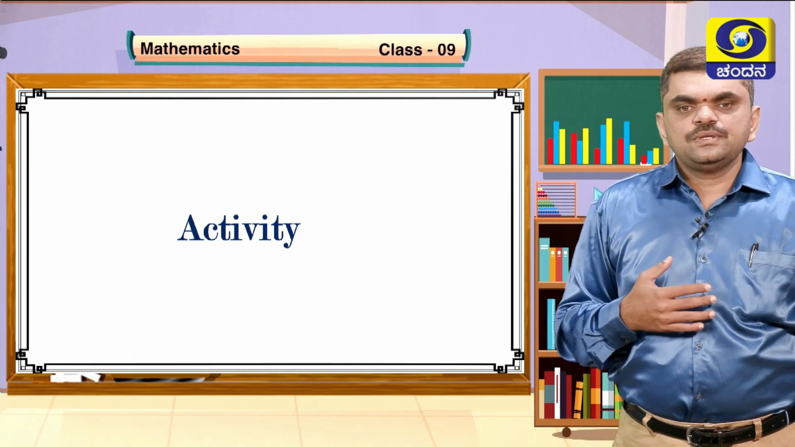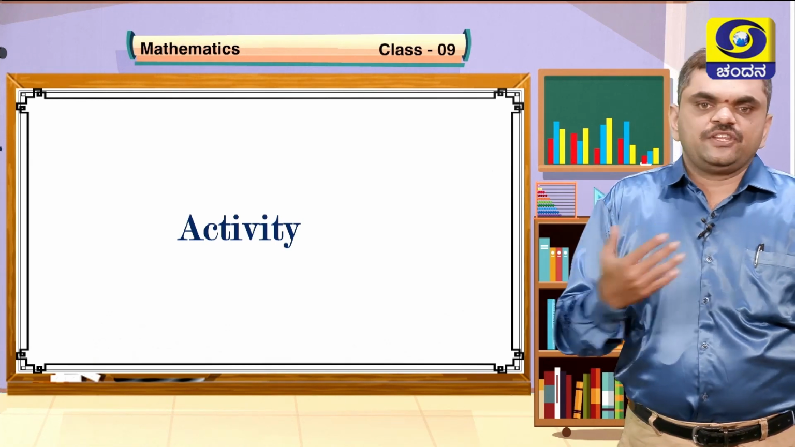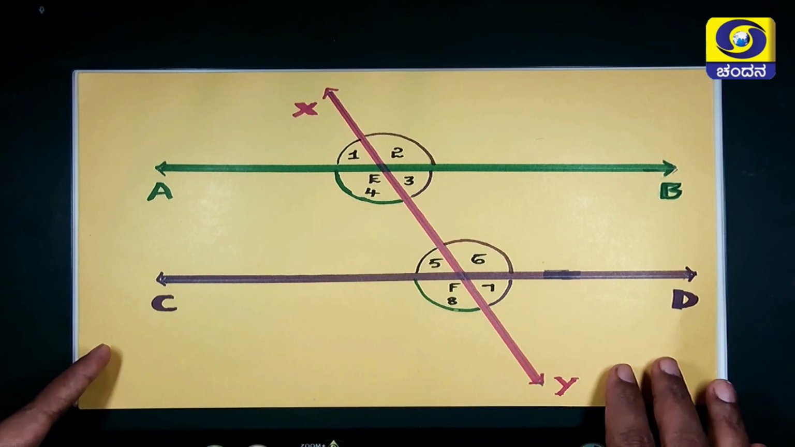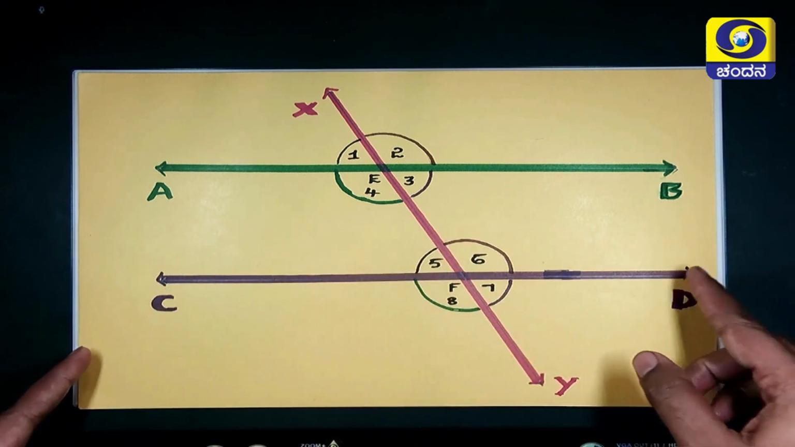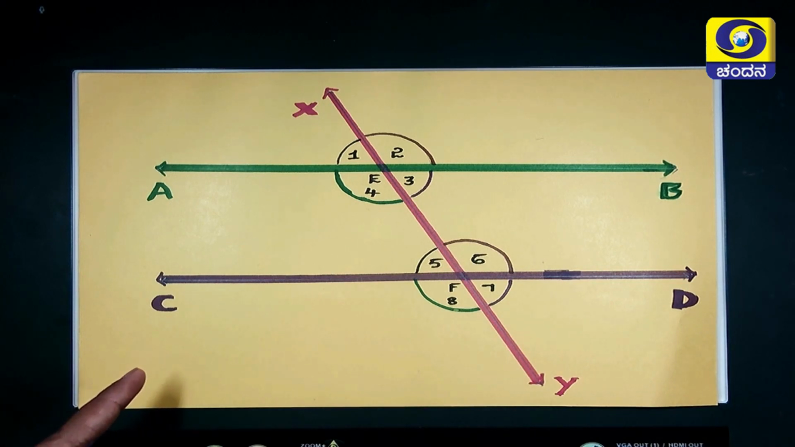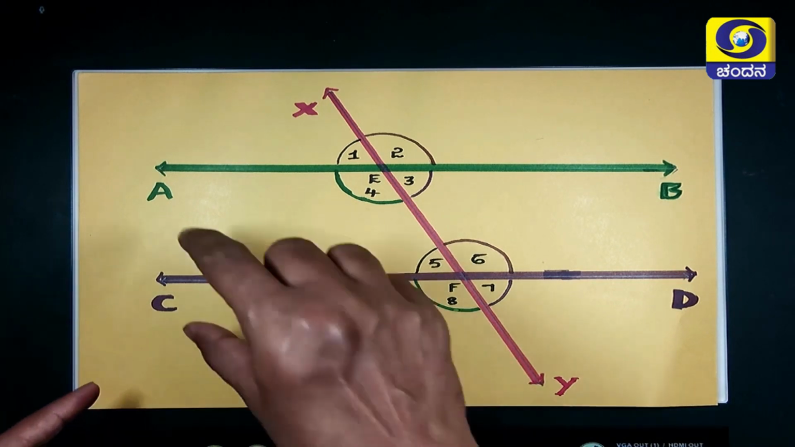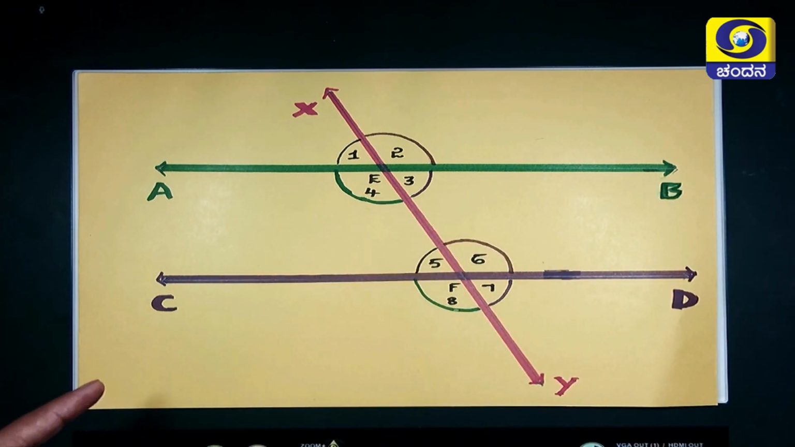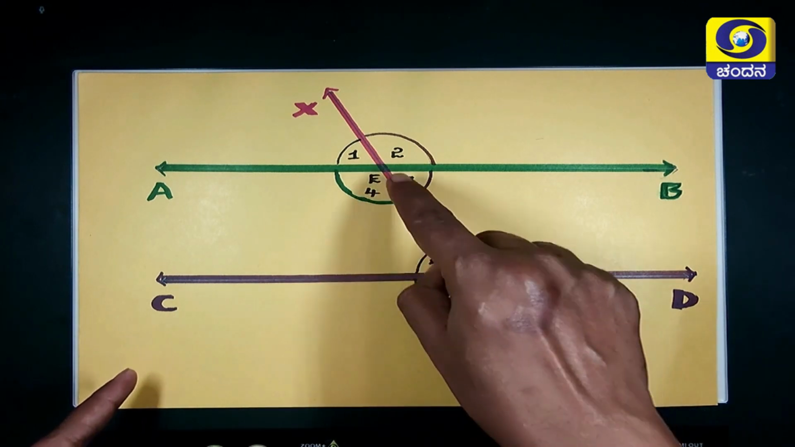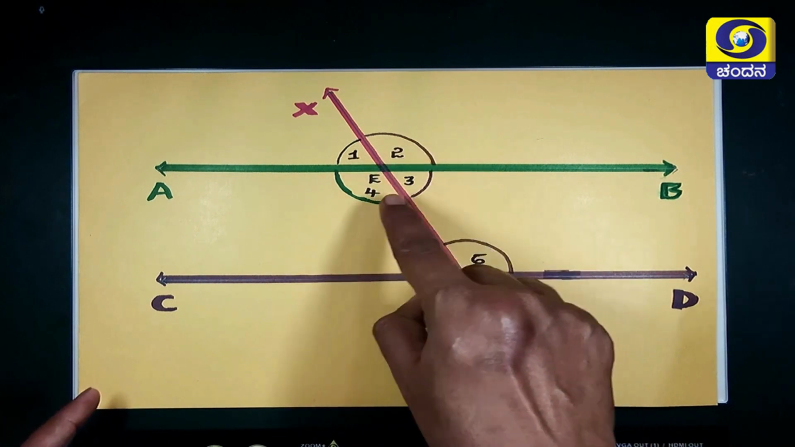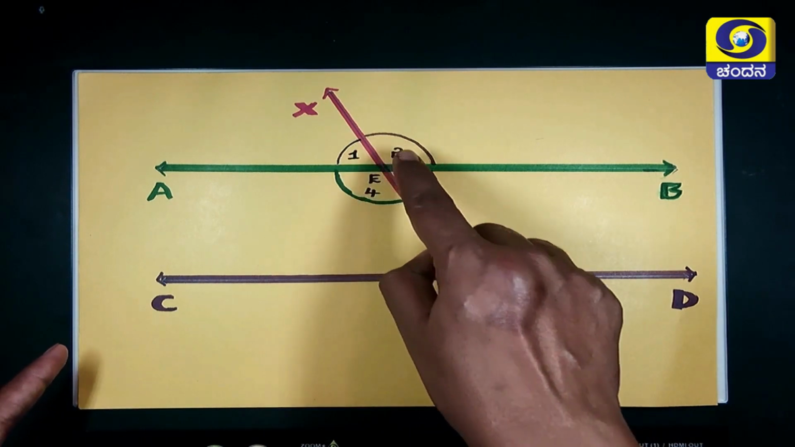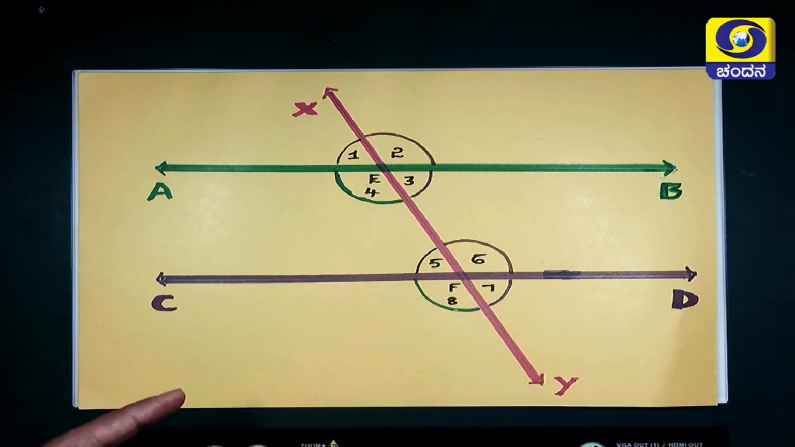Now let us do this activity and you do with me also children. Dear students, let us do an activity. When a transversal meets two straight lines at two distinct points, it forms 4 angles around each intersecting point, and thus it forms 8 angles. Observe, at E it forms 1, 2, 3 and 4, and at F it forms 5, 6, 7, 8. We know that angle 2 and 4 are called vertically opposite angles.